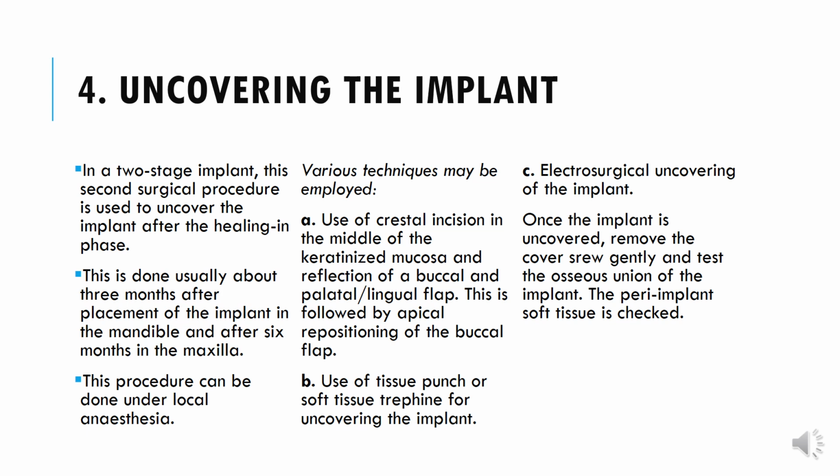Various techniques may be employed: use of crestal incision in the middle of the keratinized mucosa and reflection of a buccal and palatal or lingual flap. This is followed by apical repositioning of the buccal flap. Use of tissue punch or soft tissue trephine for uncovering the implant. Electrosurgical uncovering of the implant can also be done. Once the implant is uncovered, remove the cover screw gently and test the osseous union of the implant. The peri-implant soft tissue is checked.